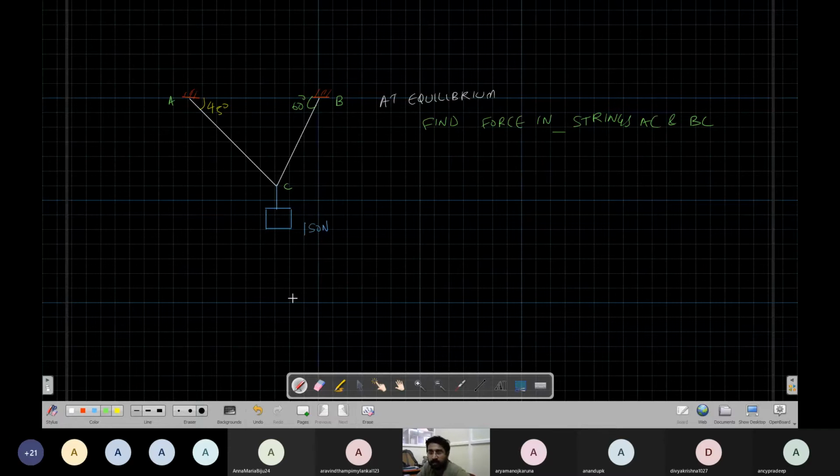I'll give you some time to think how to solve this. The angle is given, so automatically you will know this angle also. In a triangle, the sum of the interior angles is equal to 180 degrees. Otherwise, we can find this angle. So you have to find the tension, or the force, in this string and in this string. Try it.